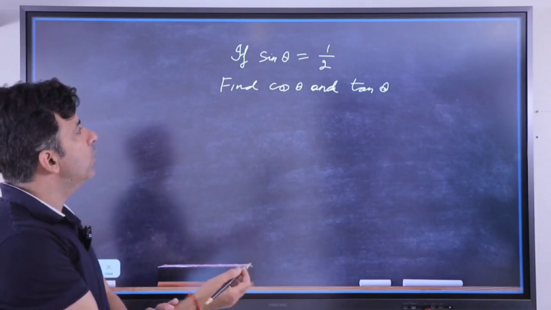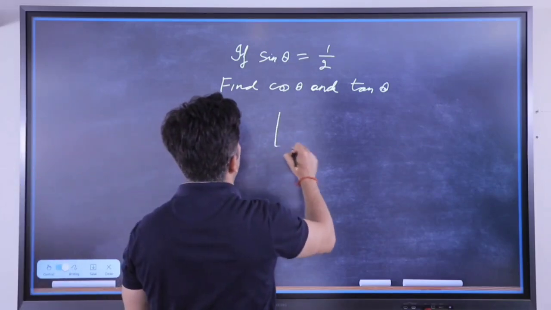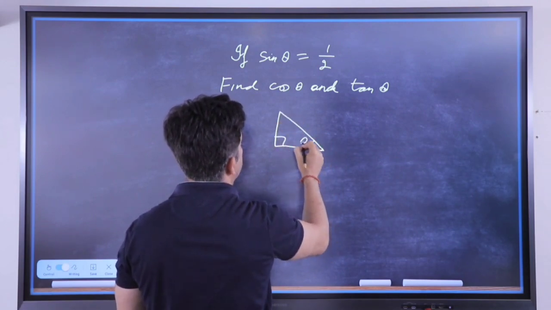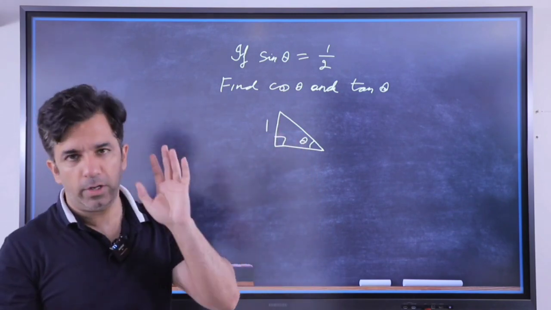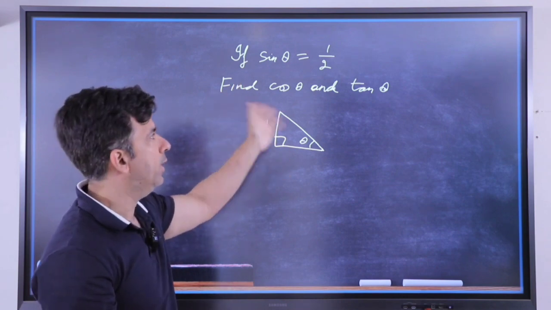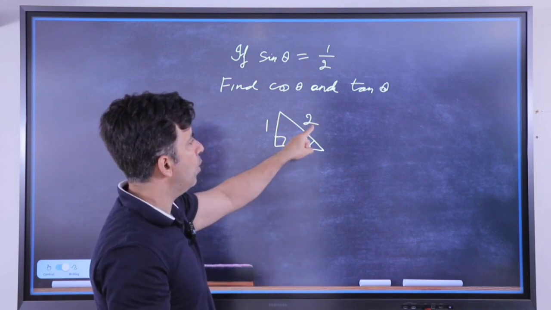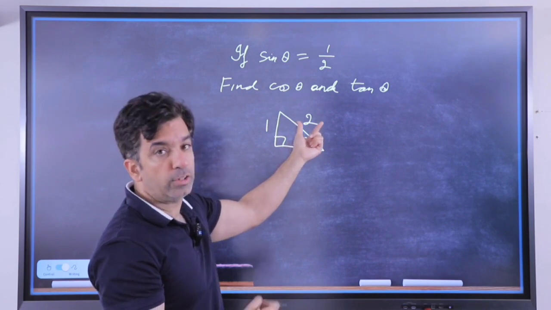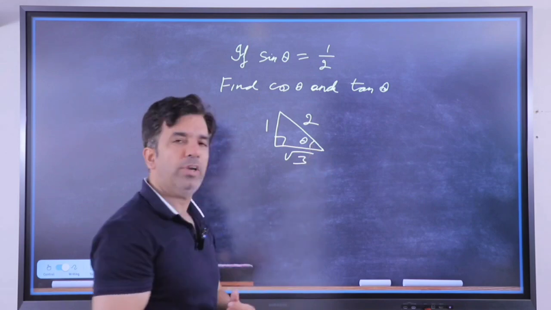Now sine theta was given to us as 1 by 2. The question was to find cos theta and tan theta. We know that in a right angle triangle, this angle is theta. Sine theta is 1 by 2 means perpendicular upon hypotenuse is 1 by 2. For the ease of calculation, I'll just take this perpendicular as 1 and hypotenuse as 2. So we can easily find this side, which would be 2 square minus 1 square. So it would be 2 square, which is 4, minus 1, which is 3. So this would be square root of 3.